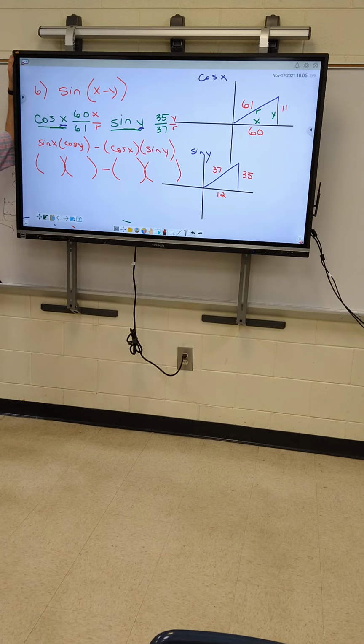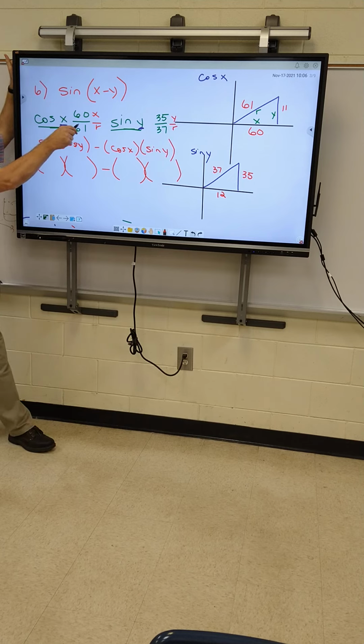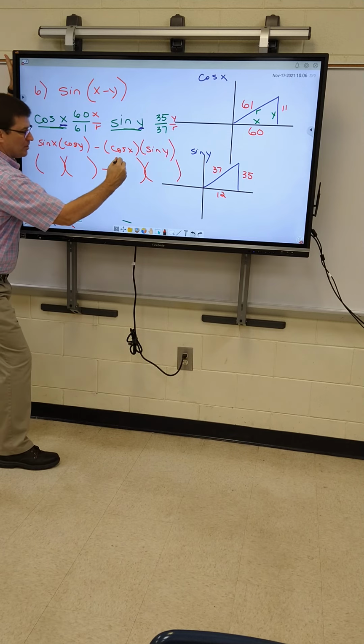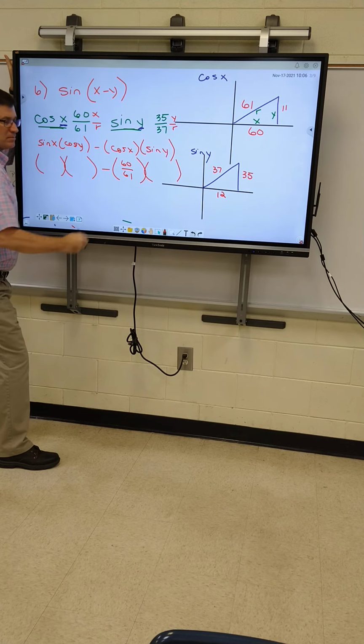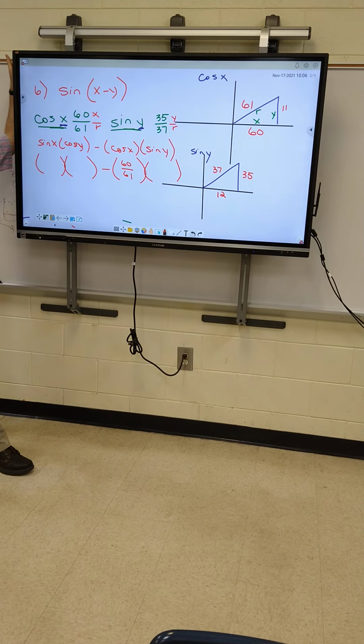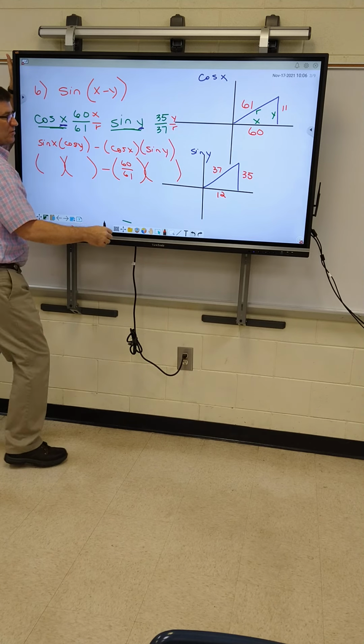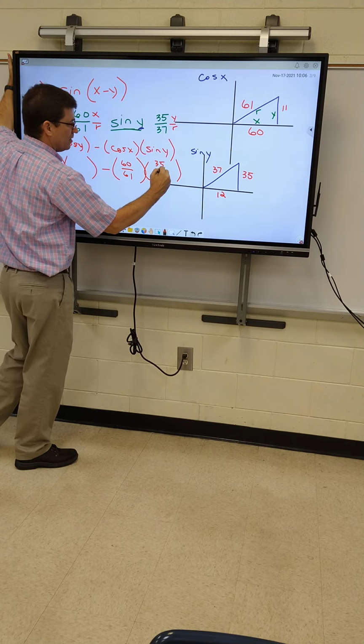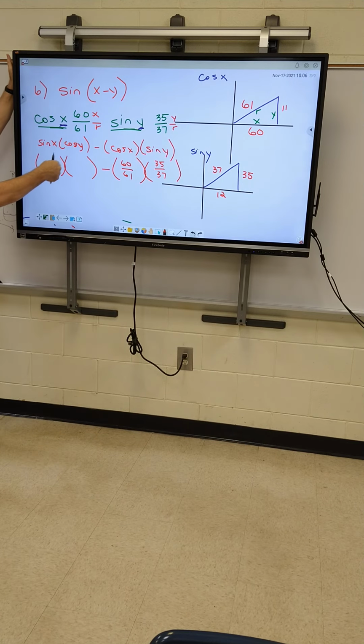All right, Wyatt, watch. They are showing us cosine x is 60 over 61. I can go ahead and put that one right here. What else are they giving us? Sine of y is 35 over 37. I can go ahead and put that one right here. So really, we just got to find these other two. You're still in that same problem? Yeah, same problem. Guys, it's going to get faster, I promise you. Just learning how to do the triangles, we had to slow down the first time through.